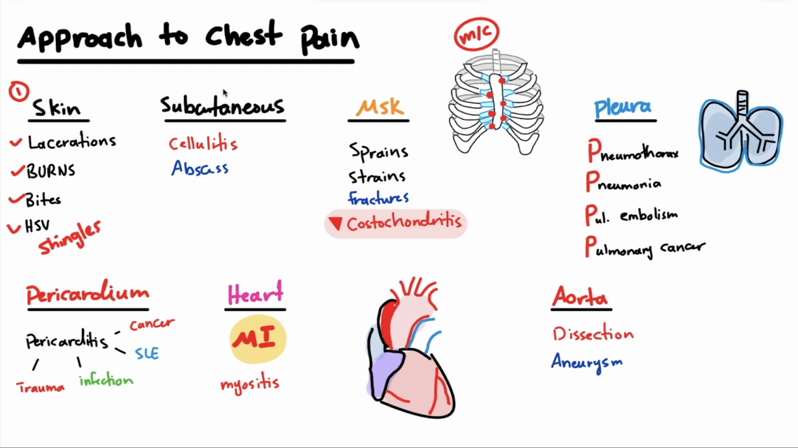Subcutaneous, again, there's nothing mysterious about this, just like the skin. We're going to check if the patient has cellulitis, if the patient has an abscess. Both of these are reddish erythematous lesions, and in an abscess, you're going to see more of a lump.